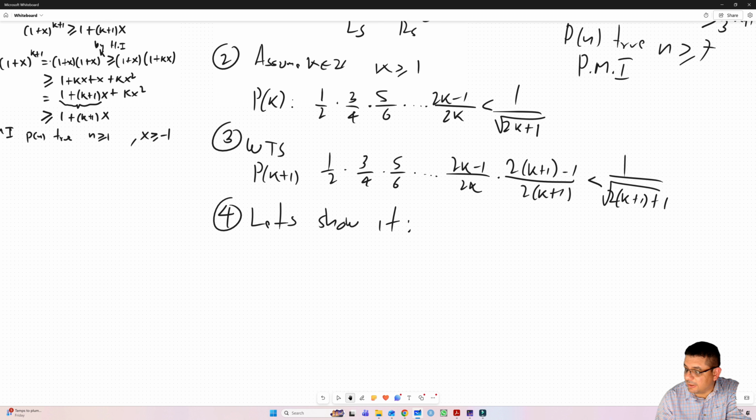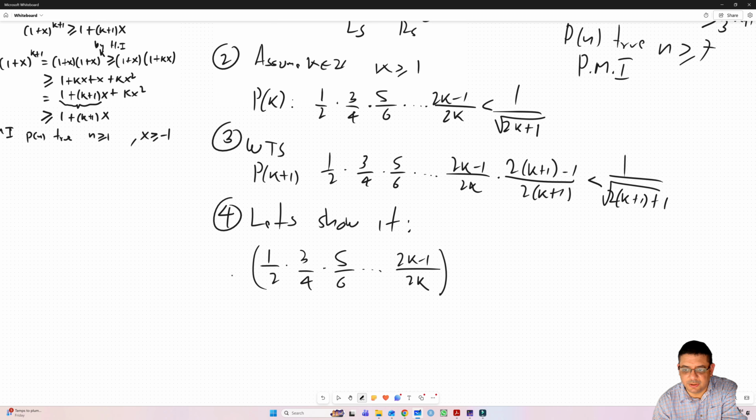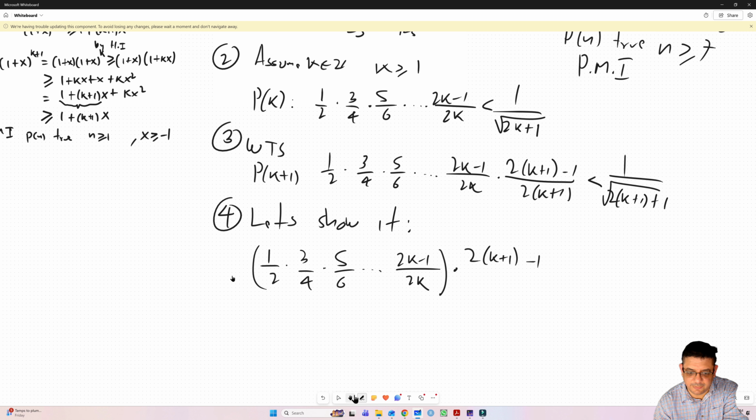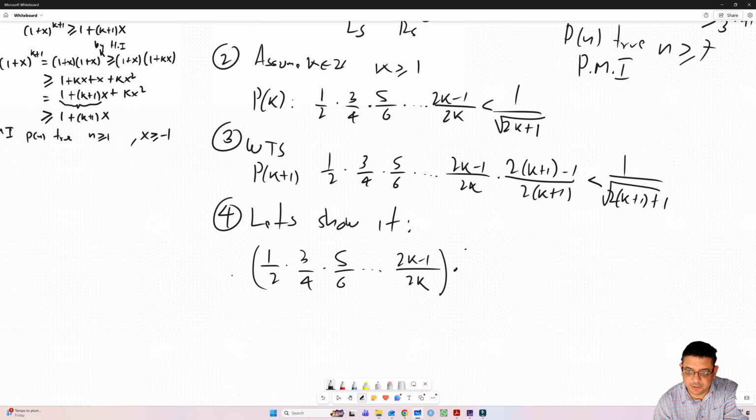And so, of course, we want to start with one of the two sides. We're going to start with the left side because it's easier. So we'll start with 1/2 times 3/4 times 5/6 times (2k minus 1) over 2k. And so this is pretty much the first part. And this is the piece that is given by the k plus 1 step. And let's actually simplify this. So this is 2k plus 2 minus 1. So that's going to be 2k plus 1. And in the bottom is going to be 2k plus 2.